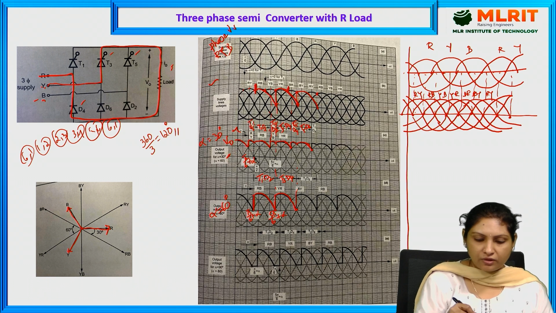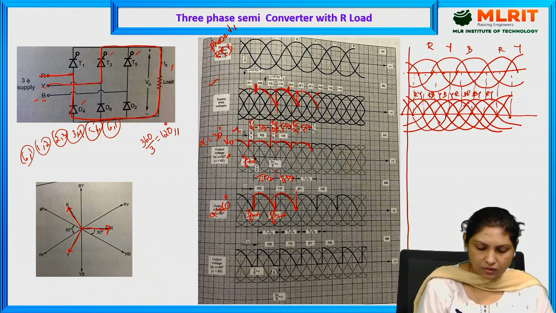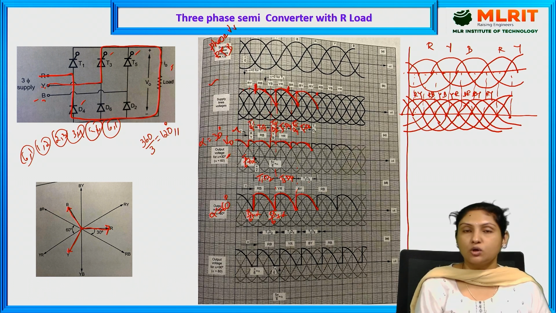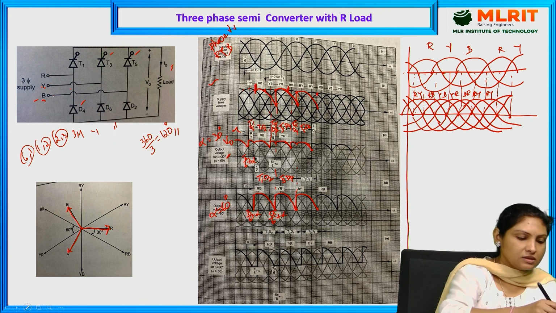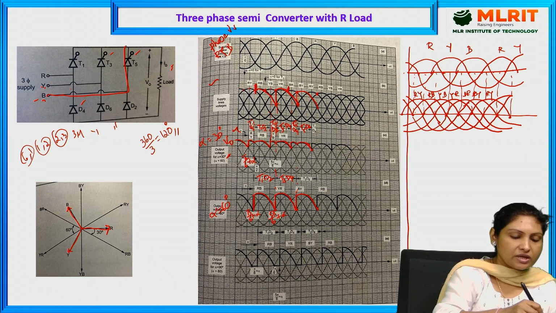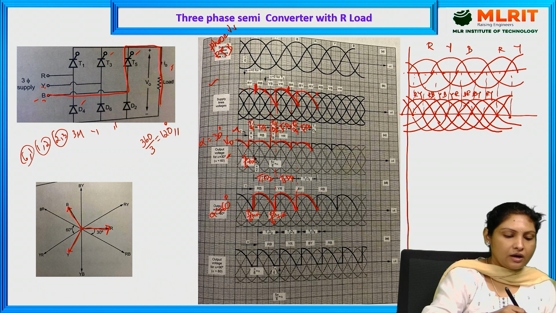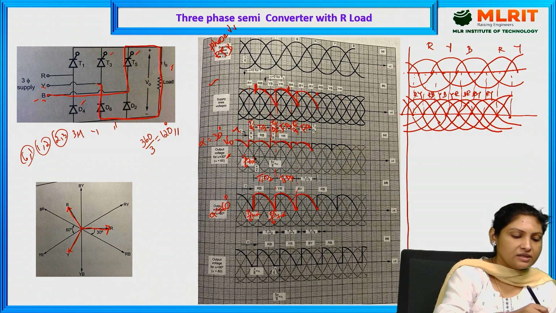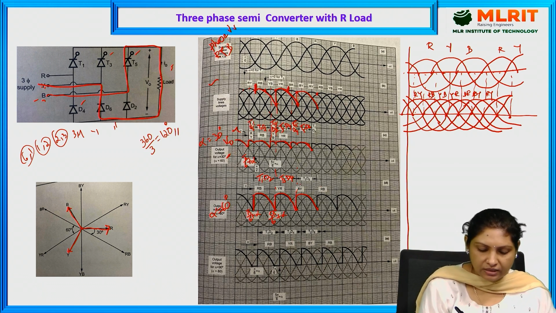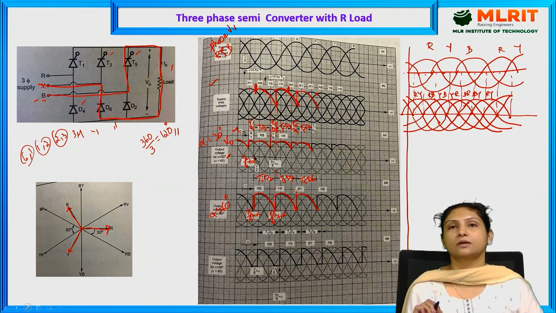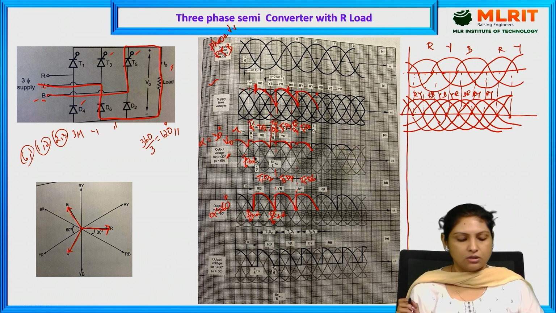So from BY, this is BY. And because of BY, which two devices are active? This is the B phase, because of which thyristor 5 is active. And again the Y phase, D6 is active. So now T5 as well as D6 is conducting current through the load. So this is how we need to draw the waveforms.